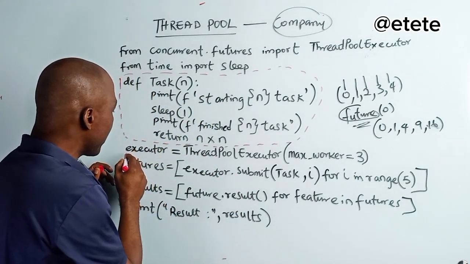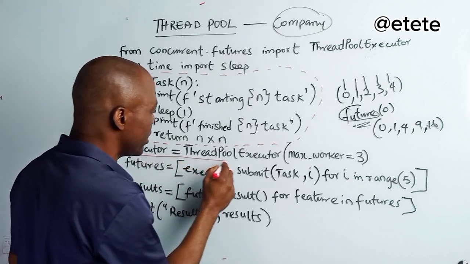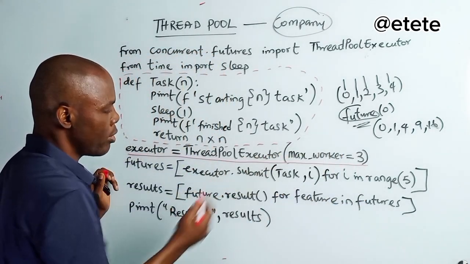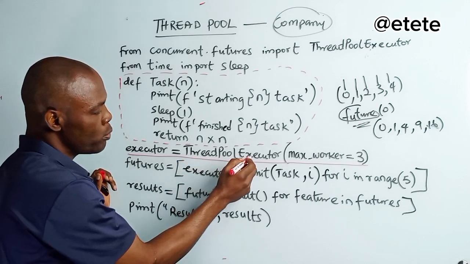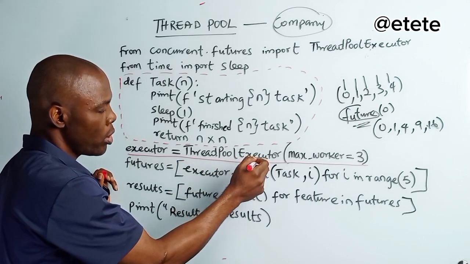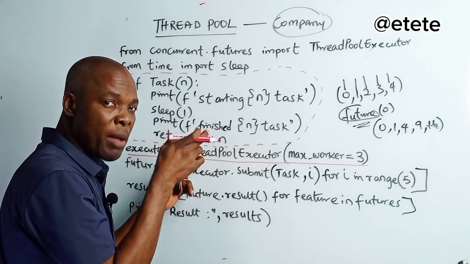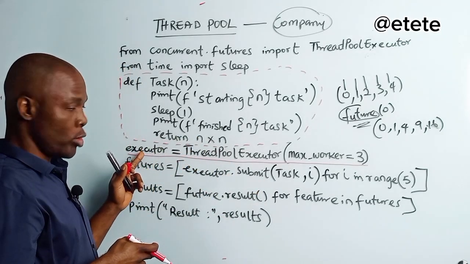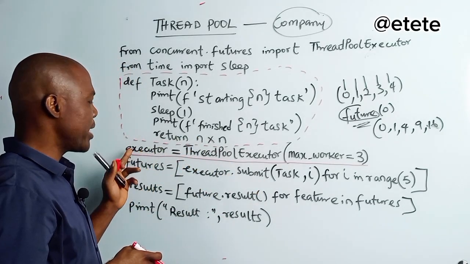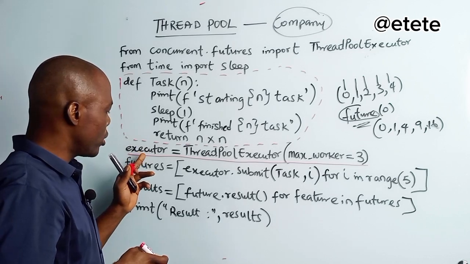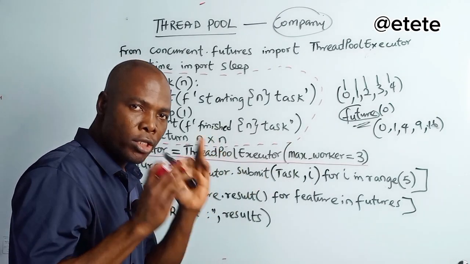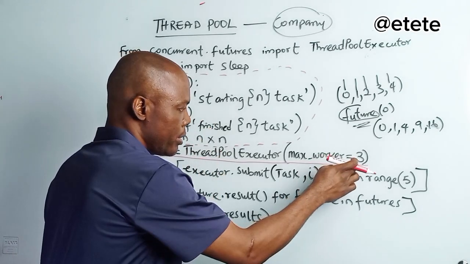Now I come here. In this place, I'm creating the thread pool. So this is the company. This is where I created the company. I'm calling this ThreadPoolExecutor constructor to create the company. And the company is executor. I can change this place to company if I want. So the company is what? Executor. Now, the company that I've created has just 3 threads, which is this.